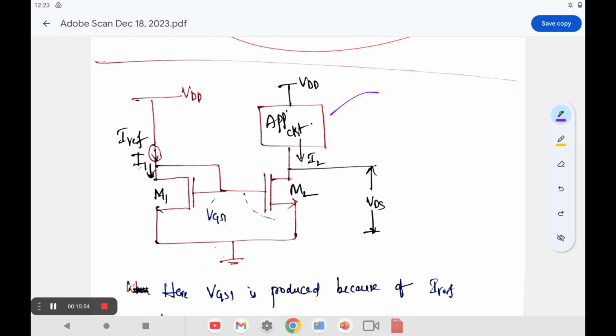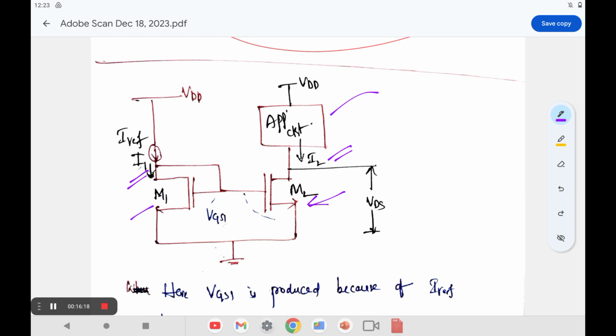So this is an I reference value. This current can be treated as I1. This current can be treated as I2. So this device can be treated as M1. This device can be treated as M2. So this is a mechanism by which we can design a circuit. The circuit produces a constant current I2.